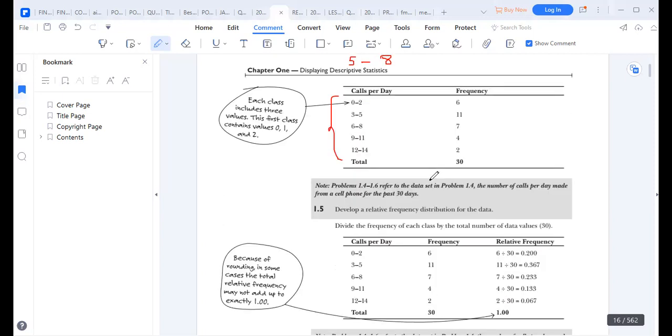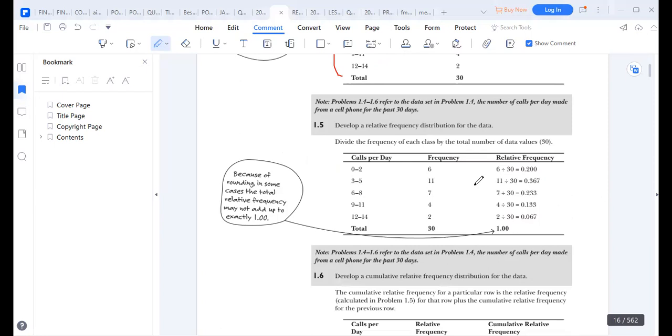So thereafter, you can come up with a relative frequency by dividing each of the entries by the total number. So 6 divided by 30, 11 divided by 30, 7 divided by 30, 4 divided by 30, 2 divided by 30. So these are the figures that are called the relative frequency points.